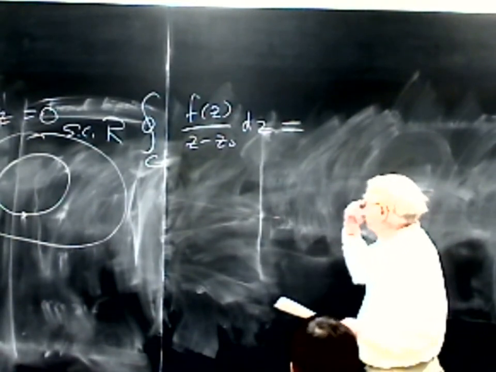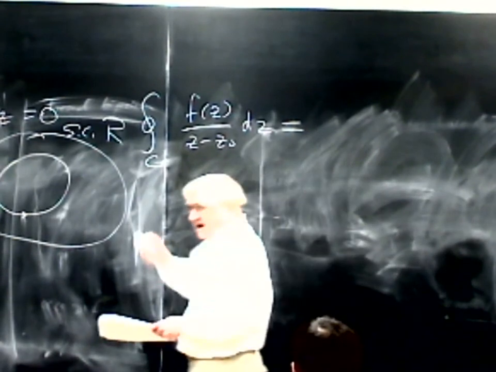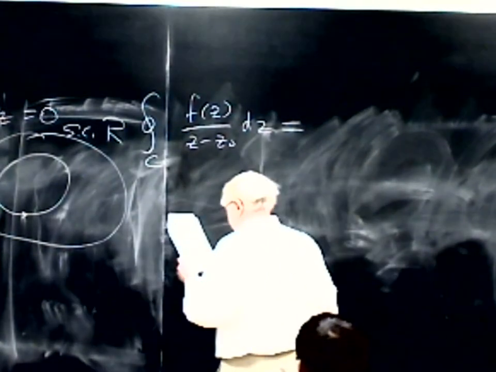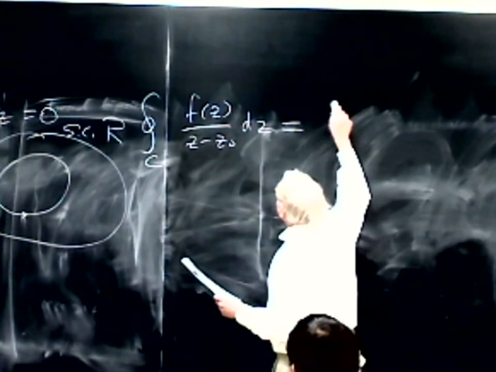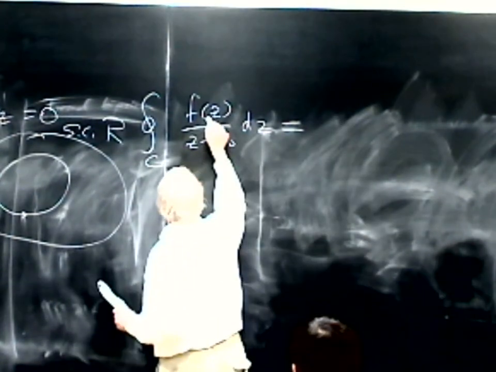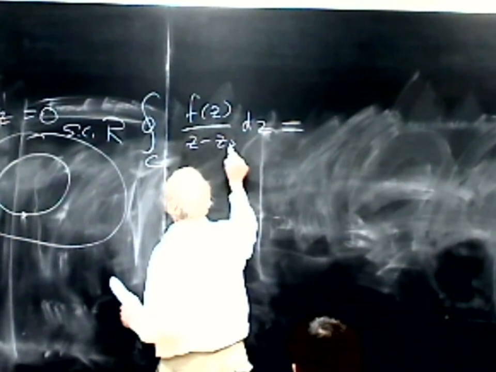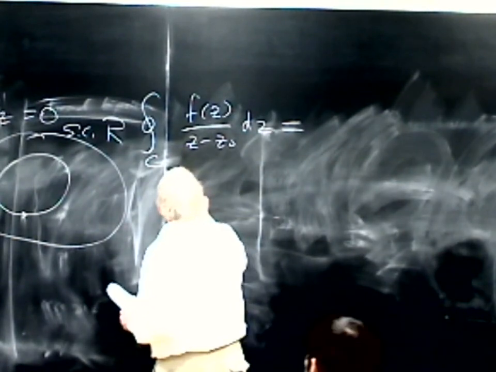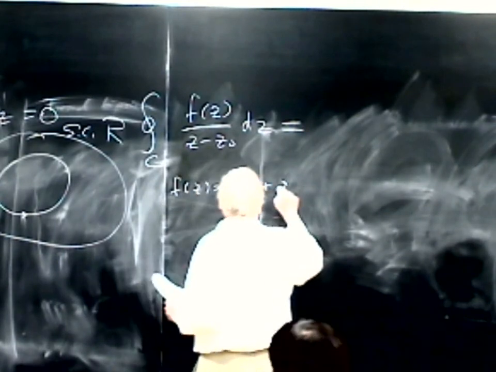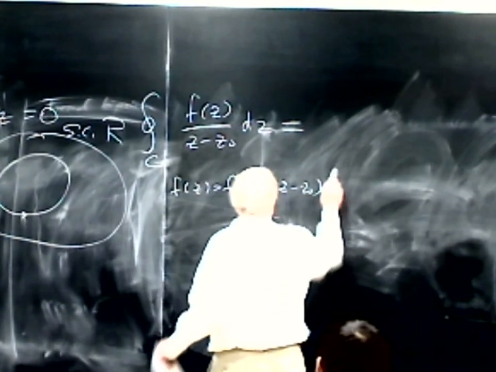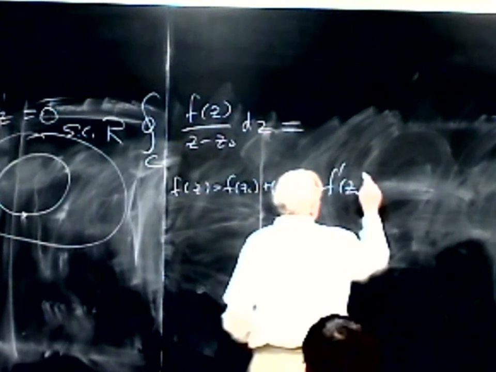Let's first do this integral in a microscopic way, the way we were doing it over there. So what we can say is that if z stays very close to z zero, then f of z is equal to f of z zero plus z minus z zero times f prime of z zero.